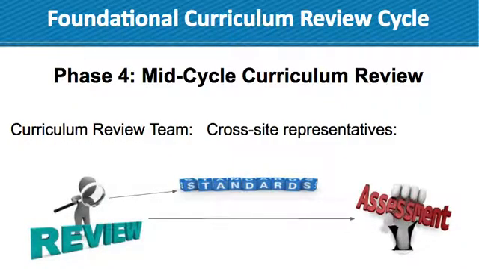Phase 4 of the foundational curriculum review is that mid-cycle review, which would happen in year 5, where the team comes together again to review the standards. And they ask questions such as, did we prioritize the standards effectively for our students to be able to know and understand what they need to know and understand for our course? So did we get the essential, the important, and the enhancing standards correctly prioritized? And then do our assessments and proficiency scales reflect that students know and are able to do what we need them to do in our content area?